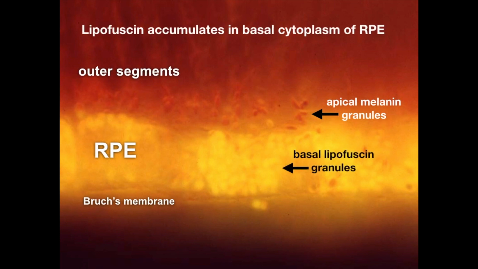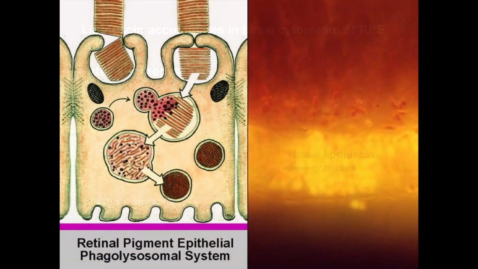This is visible as myriad autofluorescent golden yellow granules in this fluorescent micrograph. The lipofuscin pigment is produced by the continual phagocytosis and digestion of the tips of the photoreceptor outer segments by the RPE's phagolysosomal system. The lipofuscin pigment accumulates with increasing age.